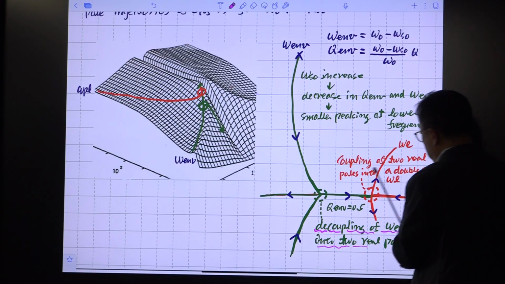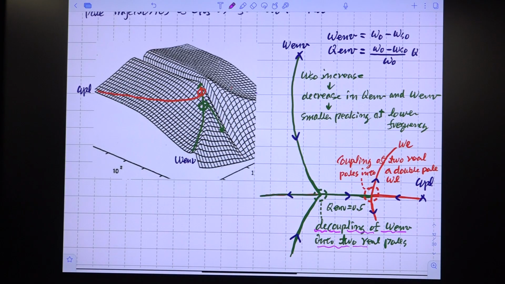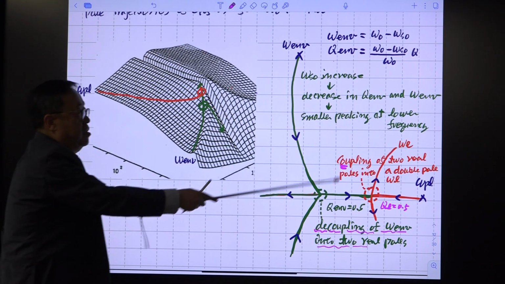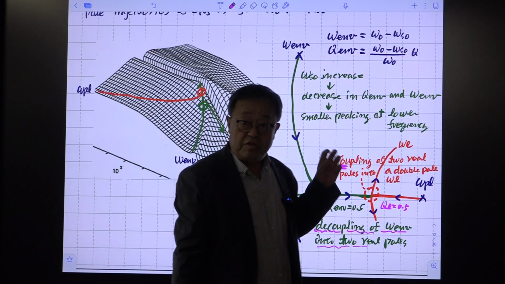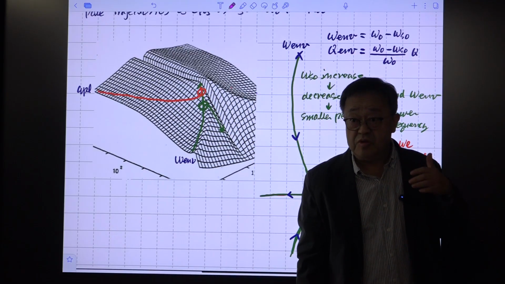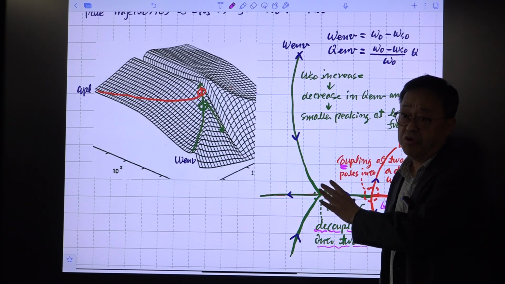Then this Q omega L. Omega L is a double pole at low frequency. Right, omega L. Then Q L is 0.5. Then two dual poles are coupled into one complex poles, double pole. Right? So this is reasonable, right? This is reasonable. I found that this prediction is very accurate.